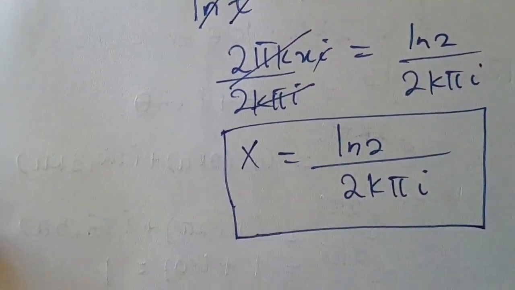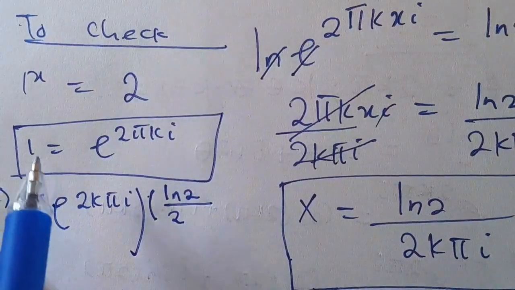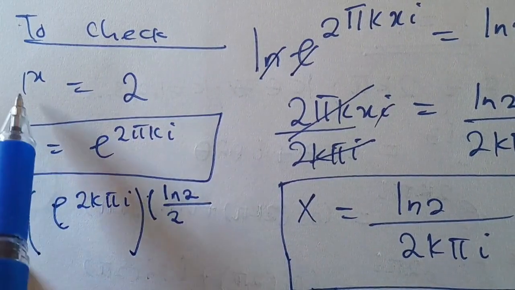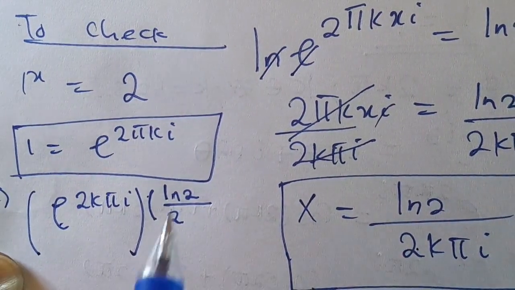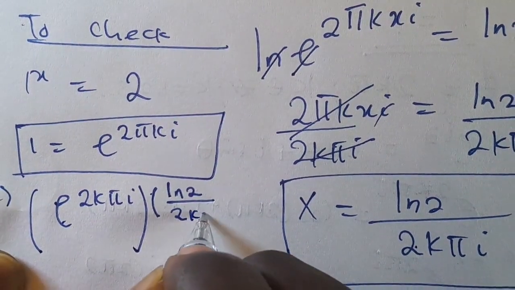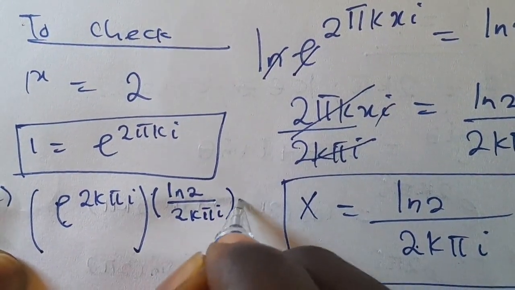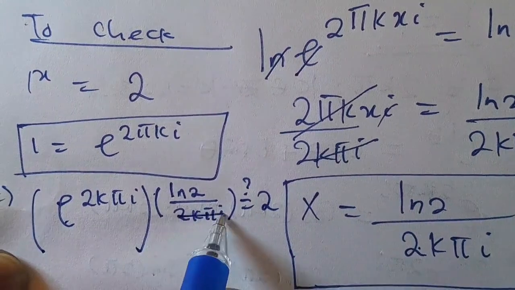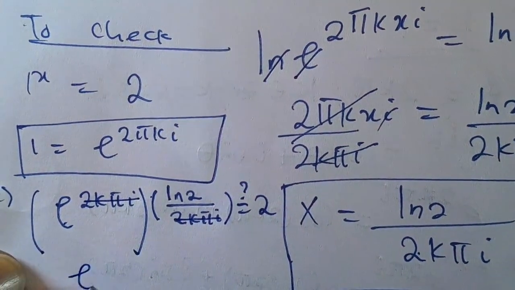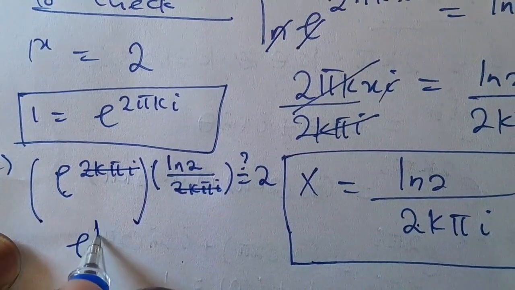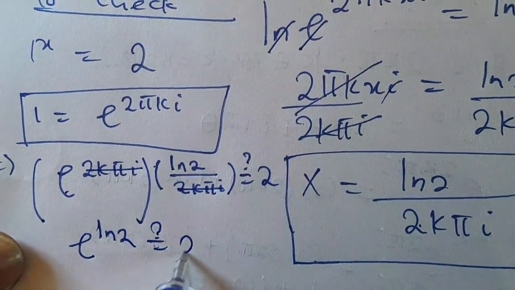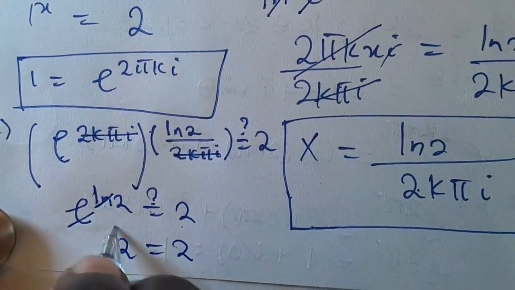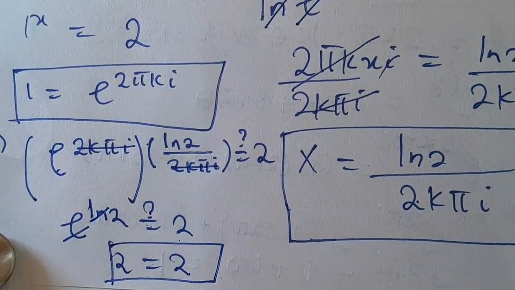So to check, you can easily check. When 1 to the power of x equals this, remember that 1 equals e to the power of 2k pi i. When you substitute it here, and our x equals ln 2 divided by 2k pi i, is it going to give us 2? Now from here, you see, this cancels this. We have e to the power of ln 2, and it's going to give us 2. This cancels this, so we have 2 equals 2. So this is true.